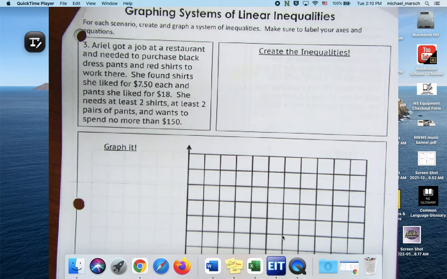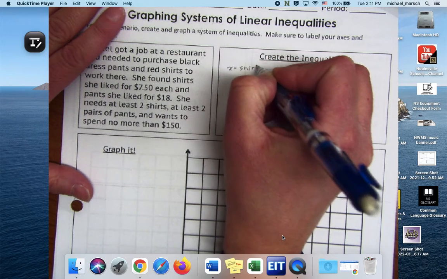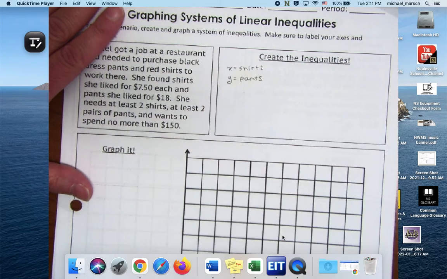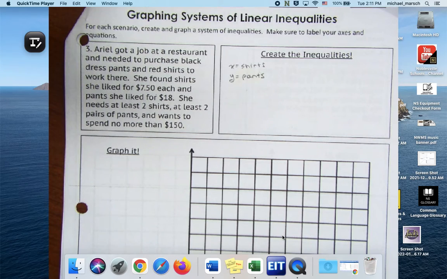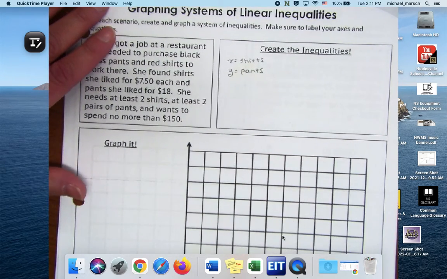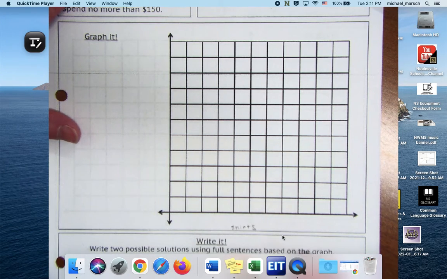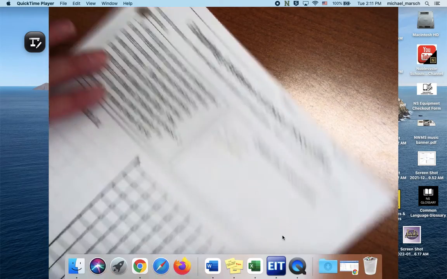What are my variables going to be? What are the 2 things that we're looking at here today? Shirts, X for sure. Which means Y is going to be pants, because when you get a job, sometimes they require you to dress a certain way. So that tells me that my x-axis is going to be shirts and my y-axis is going to be pants.